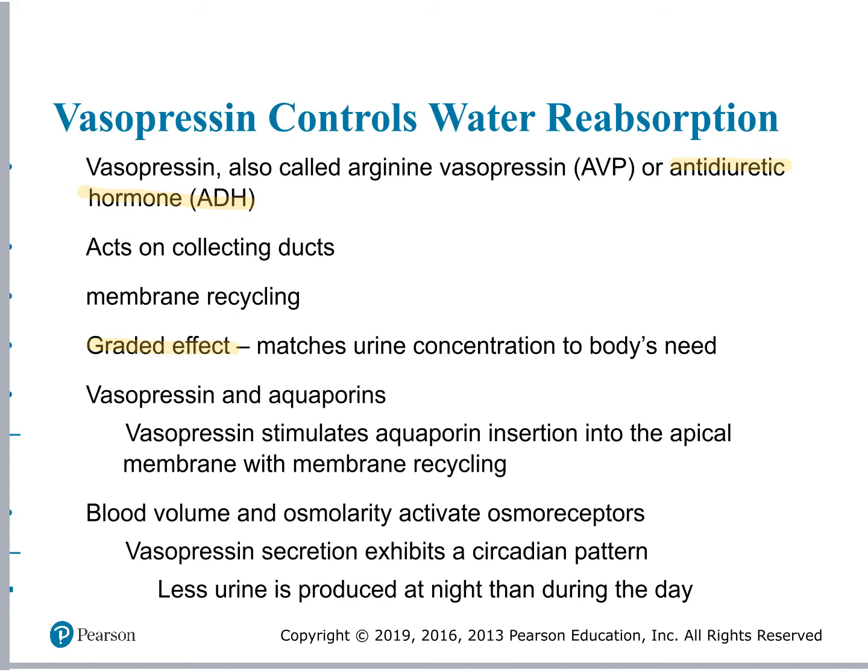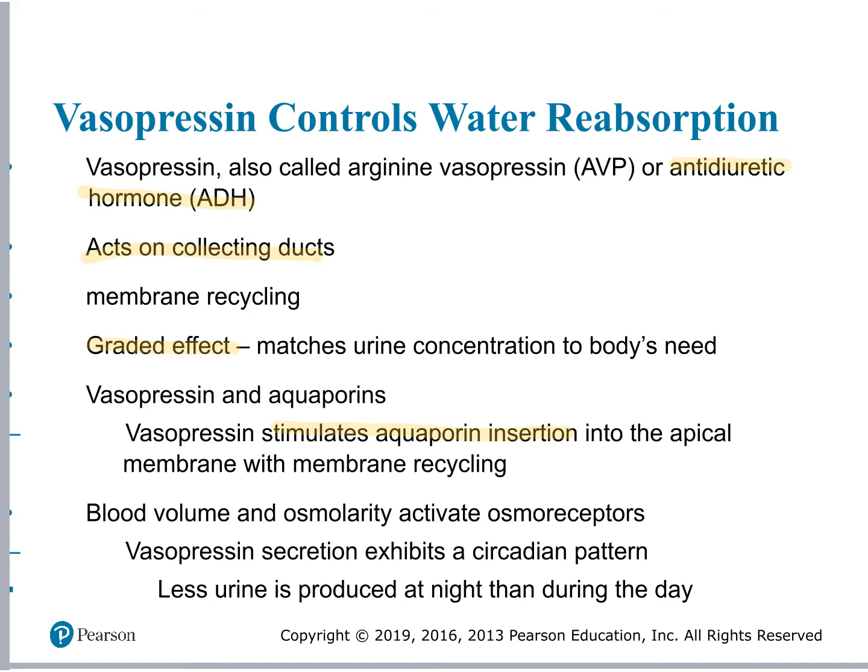Now, why would you want to retain water? Usually it's because you have a lower than normal blood pressure or lower than normal blood volume. So vasopressin acts on the collecting ducts and also on the distal convoluted tubule. It stimulates aquaporin insertion, so it opens up aquaporin channels to allow water to leave the filtrate and go into the tissues and then be collected by the vasa recta or the peritubular capillaries.